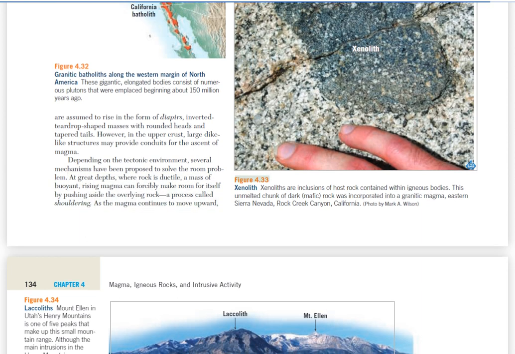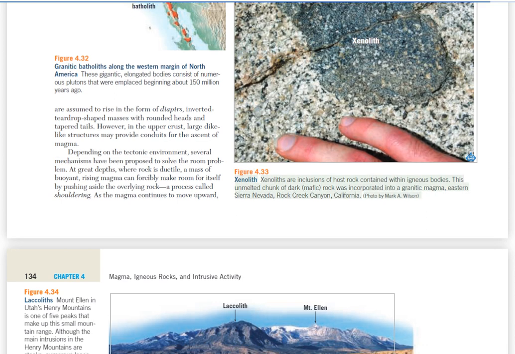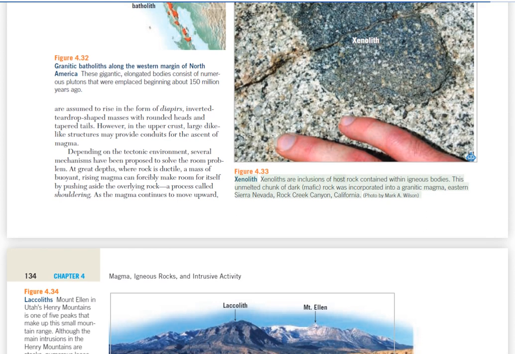Figure 4.33. Xenoliths are inclusions of host rock contained within igneous bodies. This unmelted chunk of dark rock was incorporated into a granitic magma, eastern Sierra Nevada, Rock Creek Canyon, California.